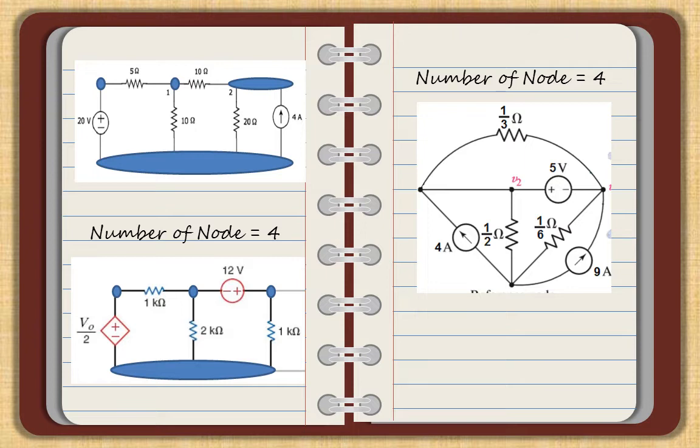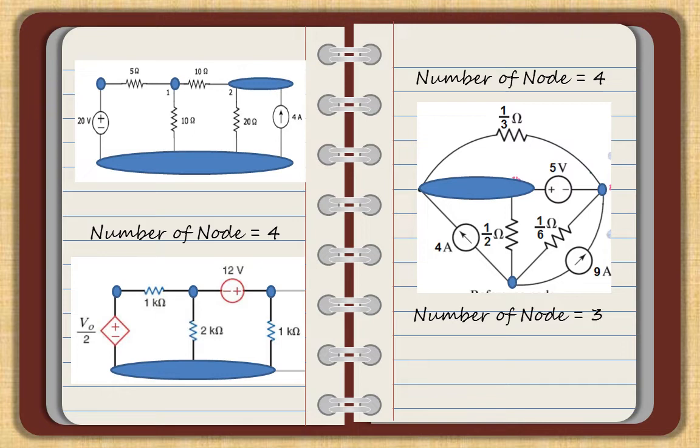Now lastly, we have another circuit, a deformed one, but still there is a node in this circuit. How many do you think? 1, 2, 3, or 4? Yes, you're right. There are 3 nodes in this circuit. There's 1, 2, and the third one is there. So therefore, the number of nodes in this circuit is 3.